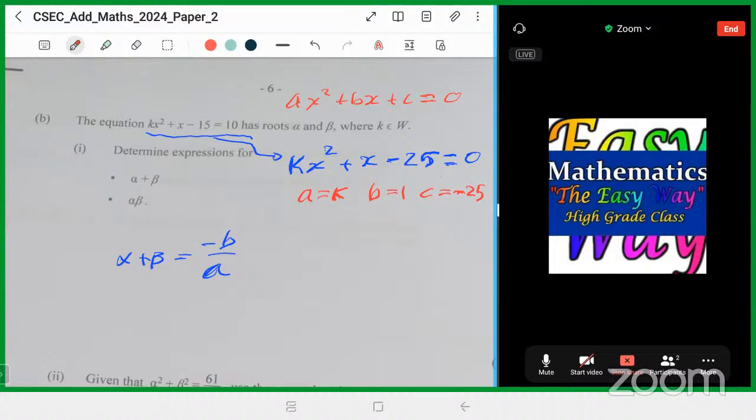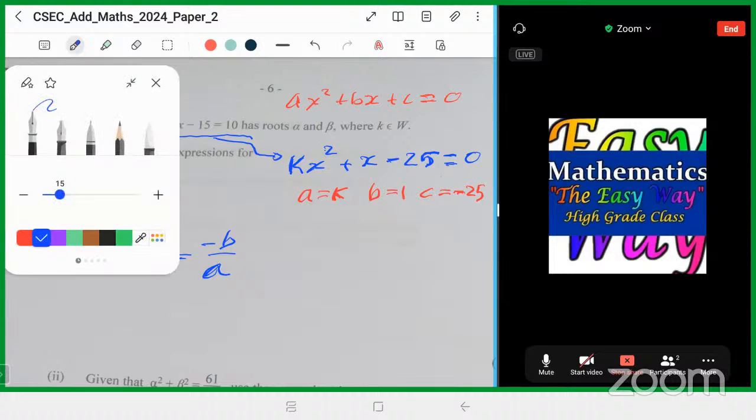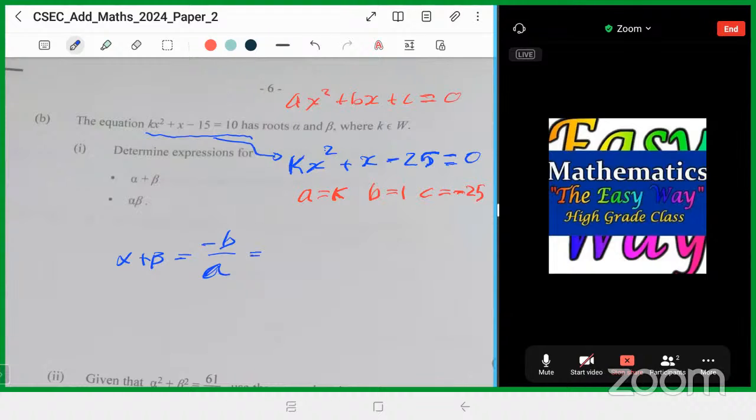All right. And so the alpha plus beta here is going to be minus b over a, which is going to be minus 1 over the a, which is k. So that is alpha plus beta equals minus 1 over k. And then the alpha beta is simply c over a, and the c is negative 25. Negative 25 over k. All right, so that's my two expressions.